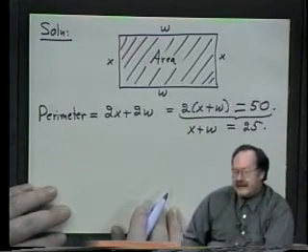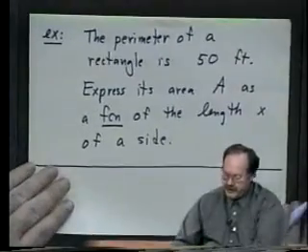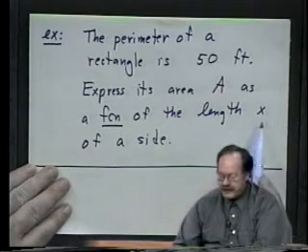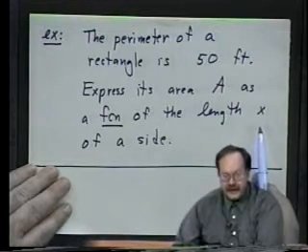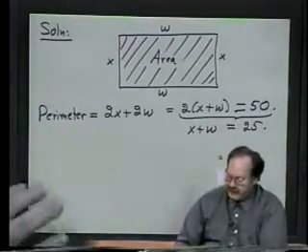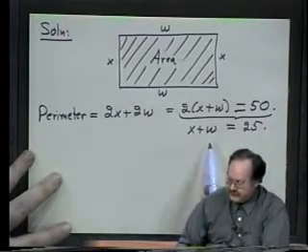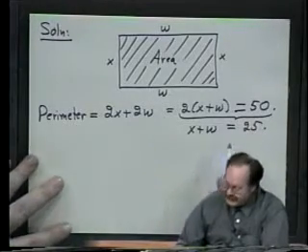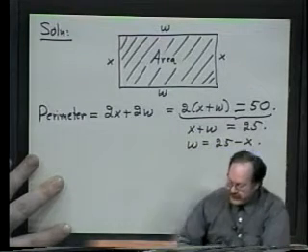Now with that, I begin to feel a little more confident. Remember, the problem was to express the area as a function of the length x of a side. Not the length w, but the length x. W is a letter that I introduced. I'd like to get rid of w. I'd like to write w in terms of x. Well, with an equation like this, I can, can't I? W, therefore, is 25 minus x.